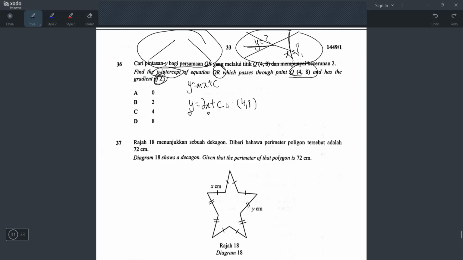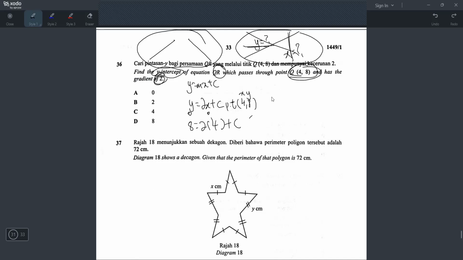Why I can ganti 48? Because this line got passes through. PT stands for passes through. So find the y-intercept of QR which passes through this one, right? So the reason why I can ganti the 48 inside the XY here is because this point got passes through this line. That is why I can ganti. So when I ganti x, y inside, then I can find my c already. So y is 8. So 8 equals to 2x plus c.